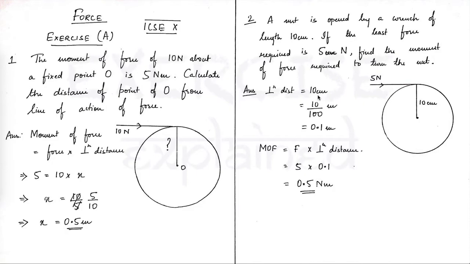It was given as 10 centimeter. We converted it to meters, so that happened to be 0.1 meter. So 5 into 0.1 gives us 0.5 Newton meter. Remember, SI unit of moment of force is Newton meter and SI unit of force is Newton. SI unit of distance is meters. So when we are getting moment of force, the answer must be in Newton meters.